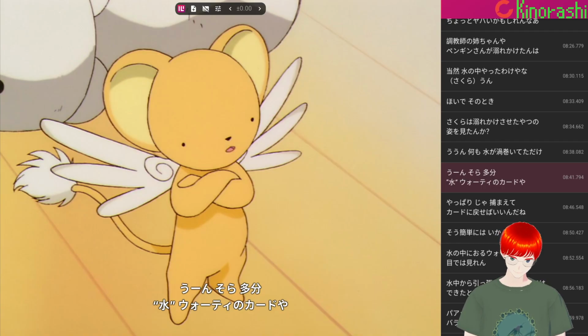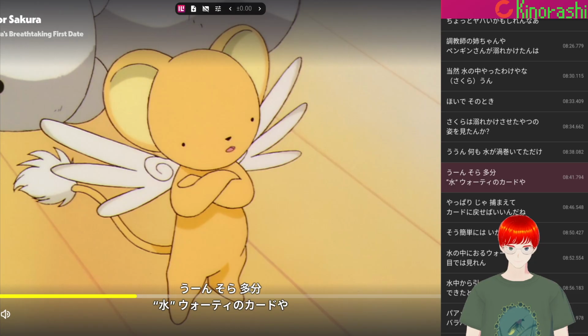Sora tabun mizu wata no kado. So it's probably water. How it's the water card.